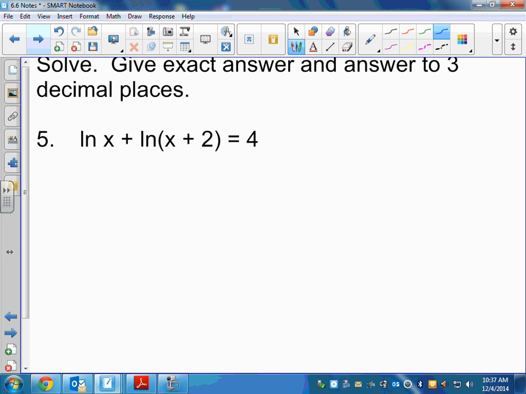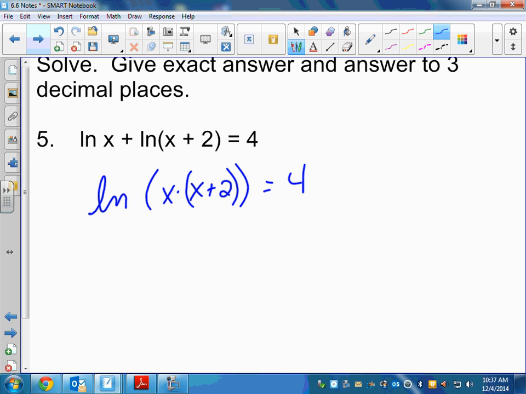Okay. On these problems, make sure if it says give exact answer and answer to 3 decimal places that you're not using your calculator till the very end. But it's the same idea. Addition goes to multiplication, so I can say that this is x times x plus 2 equals 4. Oh man, this is crazy. I forgot how terrible this is.